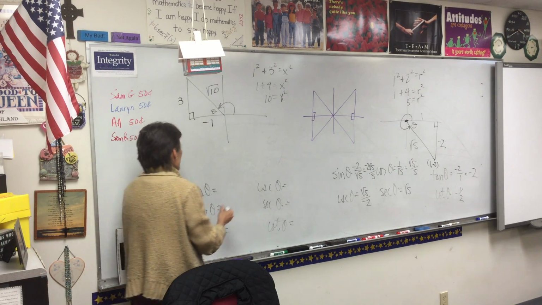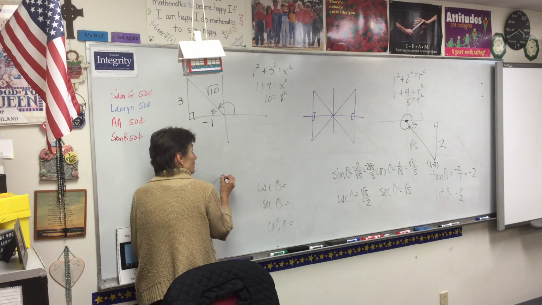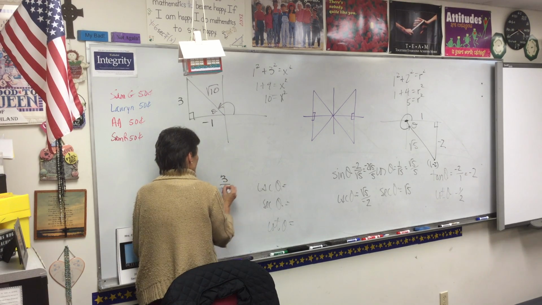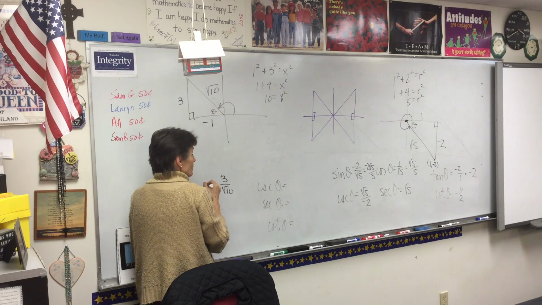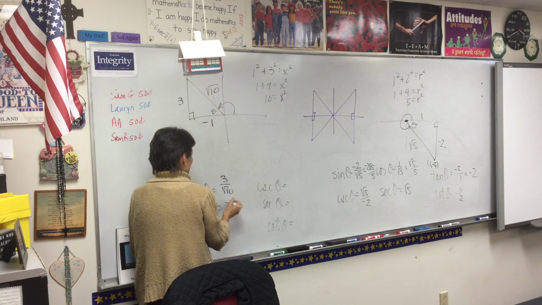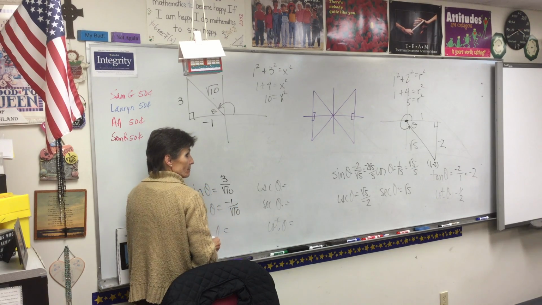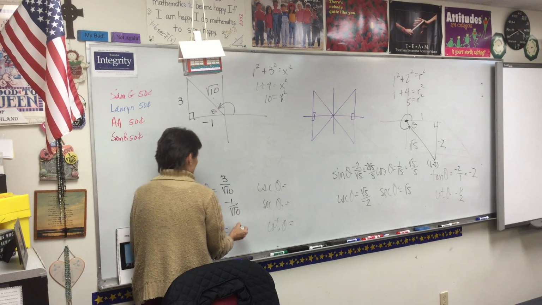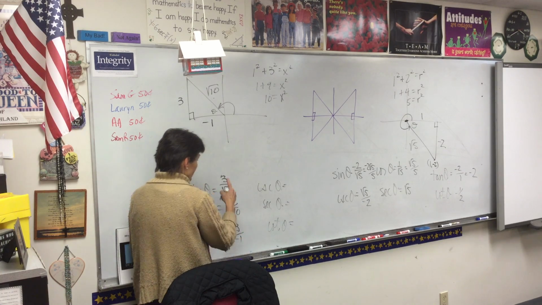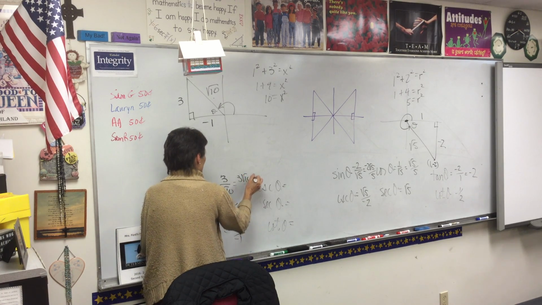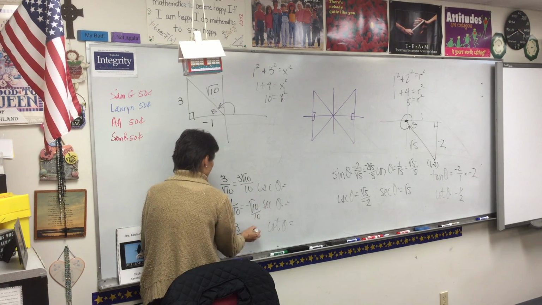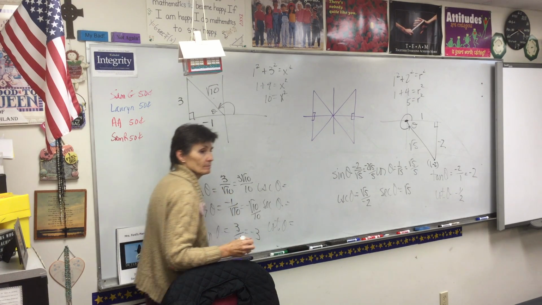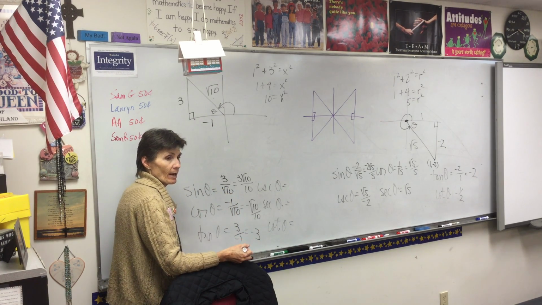So here we go. What's the sine? Three over root 10. It's opposite over hypotenuse, so y over r. Cosine, negative 1 over root 10. And tangent, 3 over negative 1. Now I'm going to simplify that, or rationalize. So 3 root 10 over 10, negative root 10 over 10, and negative 3. Is that all right?